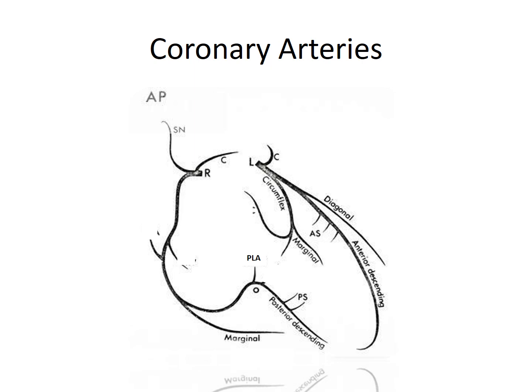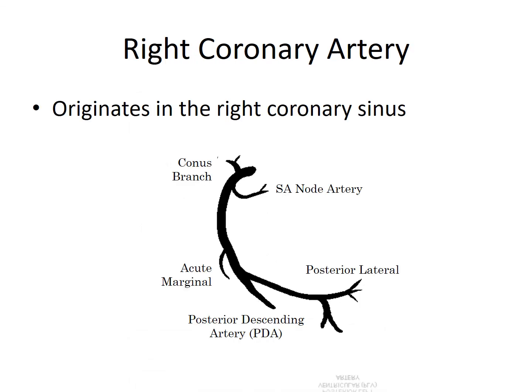This is just a real basic diagram of an overview of the coronary system. Here's another diagram of the right coronary artery. You notice it says that it originates in the right coronary sinus. Well, think back to the image that we had of the aortic root. That space right above the aortic valve is called the sinuses of Valsalva. And you have three sinuses there. This one originates from the right coronary sinus of Valsalva.